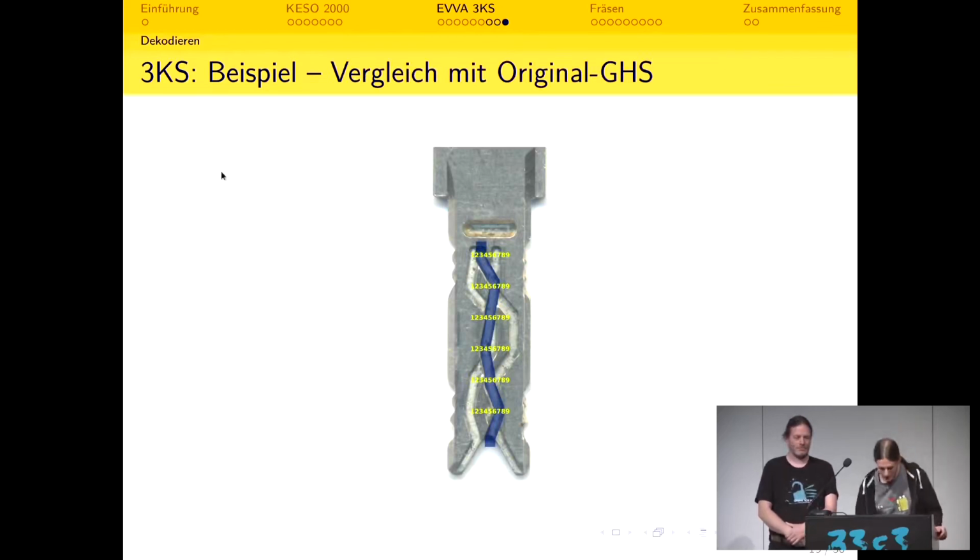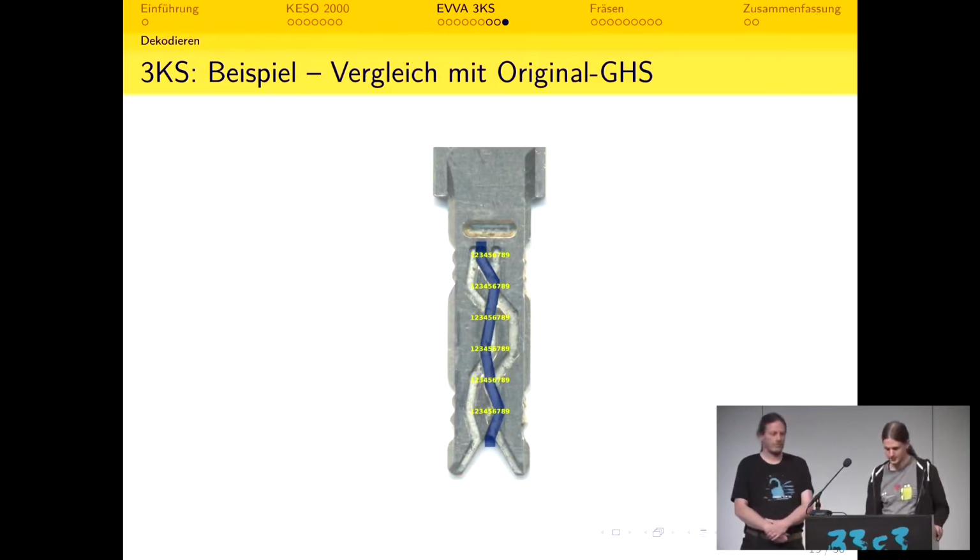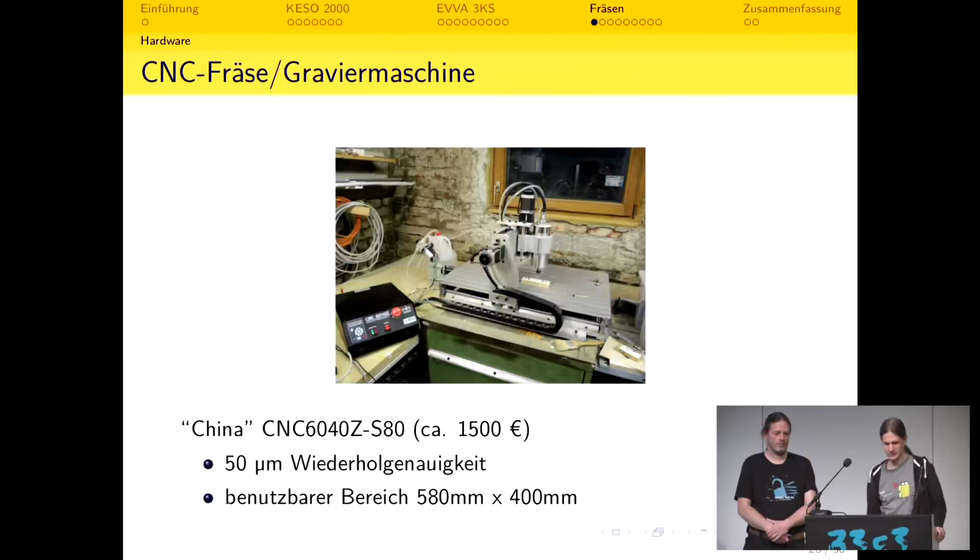And so we scanned the master key as well and decoded it. And of course, the single code is 365457, which is exactly the same code we just derived. So we've decoded a 3KS system. How do we get keys?